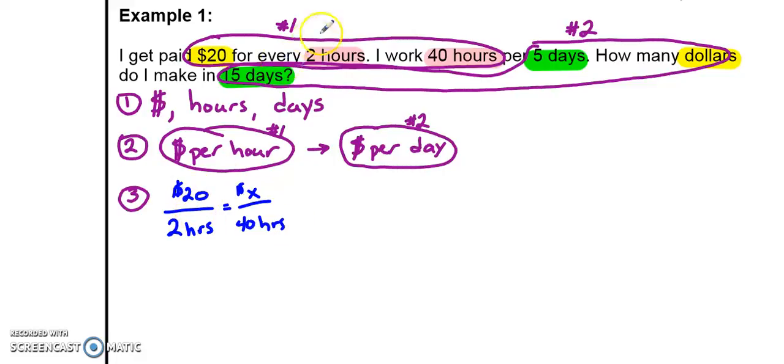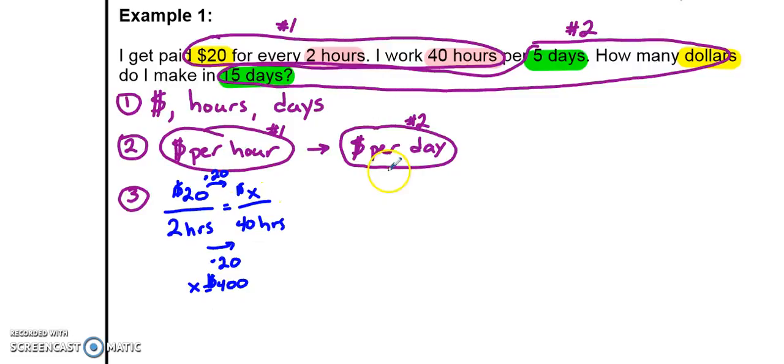Okay, and now I see a multiplicative relationship here. To get from 2 to 40, you could multiply that denominator by 20. It's 20 times as much. So the numerator must follow the same way. Multiply by 20. That's how proportions work. So 20 times 20 leaves me with 400. So again, don't forget the units. So we make $400 after working for 40 hours.